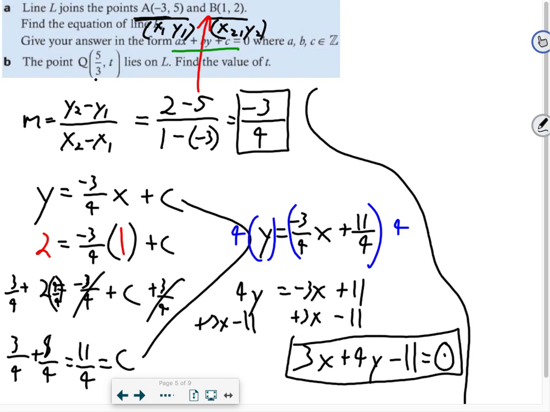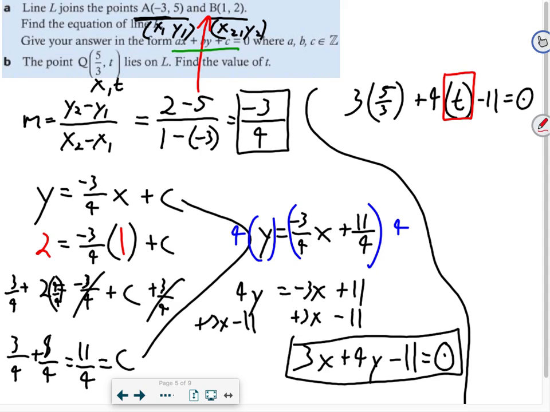And so this is my x value, and this is some unknown t. So I can plug those into my equation. So 3, my x is known as 5/3. Okay, and I get plus 4, I'm going to solve for the y value, which we're calling t, minus 11 is equal to 0. So now I'm going to isolate the t value, so I can solve for t.